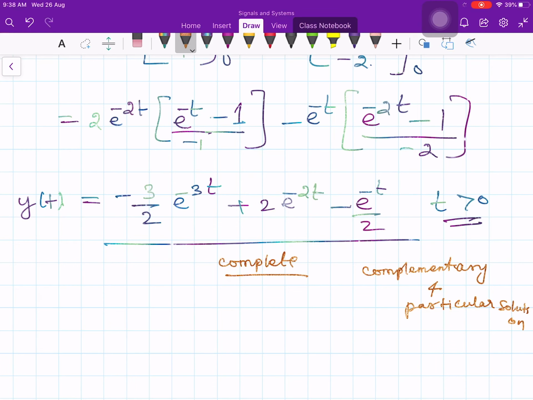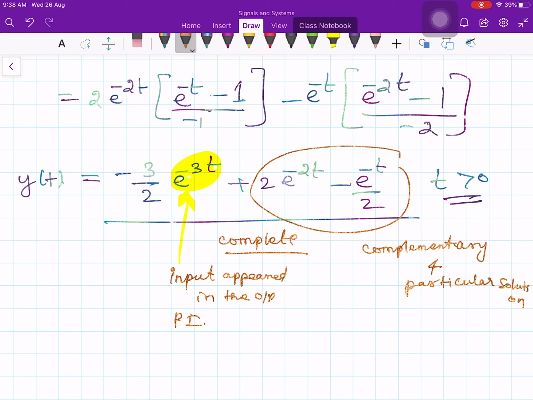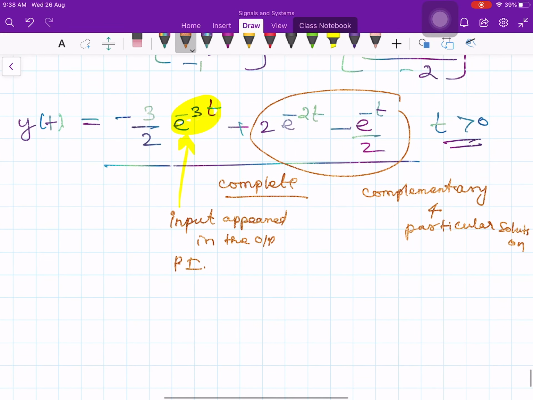Okay, after all, the input is e to the minus 3t. This is the input. The same input appeared in the output. And this one is called a particular integral, and this one is called a complementary solution. Okay, and this one is called a forced response or particular integral.